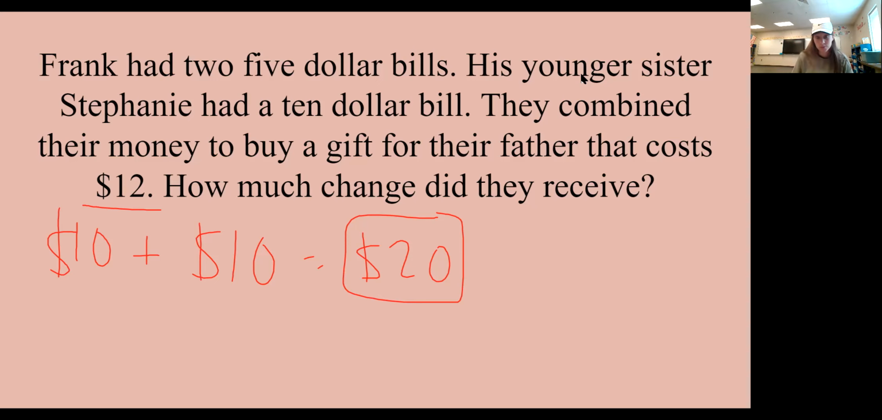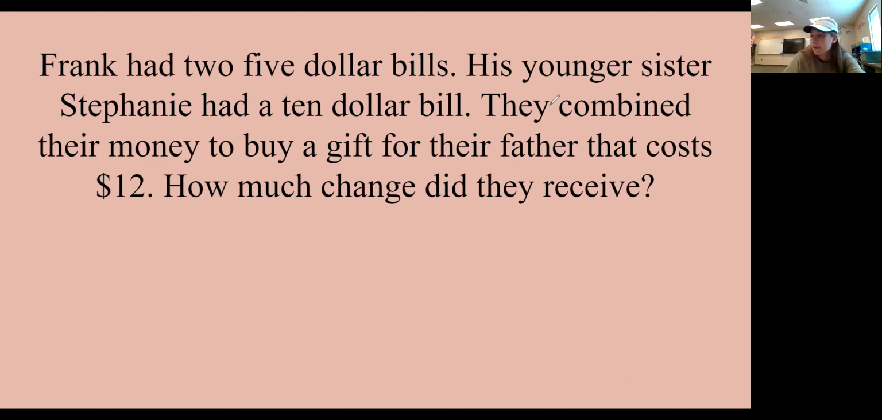It's going to be smaller than 20 because if you give them $20, they're not going to give you more than $20 back, right? So you have $20. It costs $12, so you got to subtract that. And whatever you get is going to be how much change you receive. So you can't do 0 minus 2. You got to borrow. And do 10 minus 2 is 8. 0 minus 0 is 0. So the answer is $8. You give them $20. It only costs $12, so they give you $8 back.